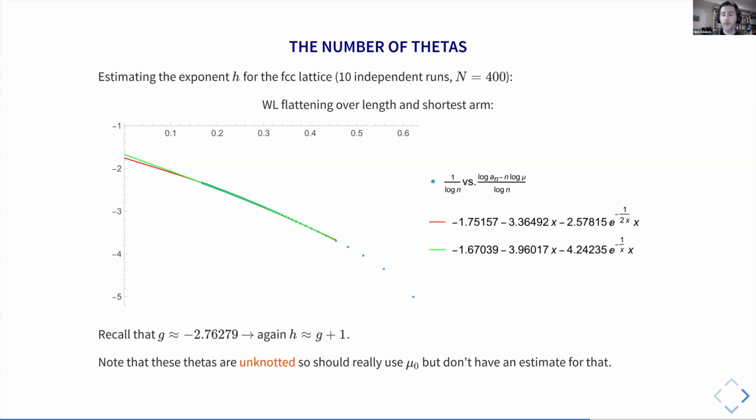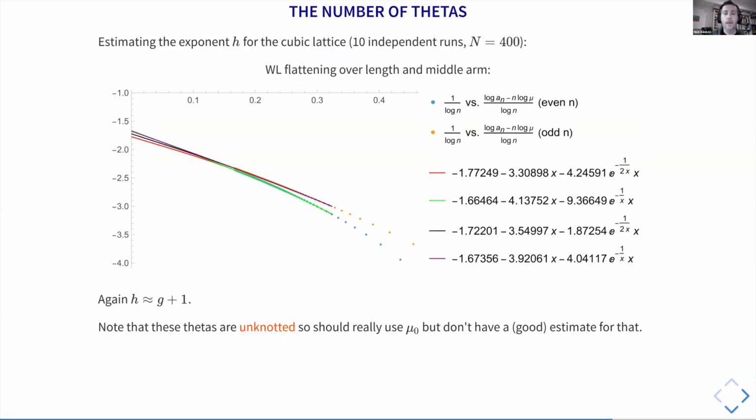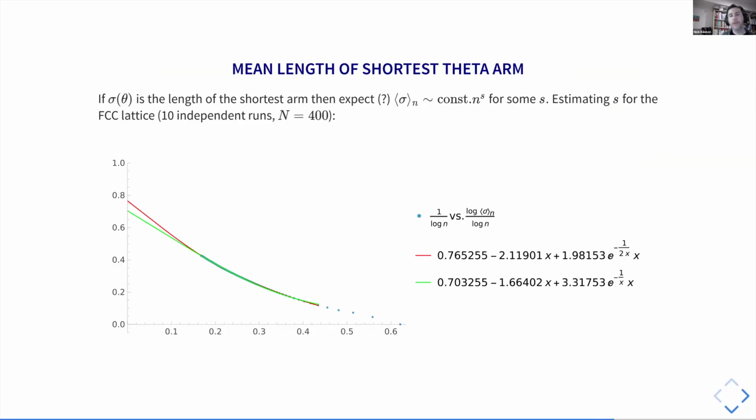Okay, so we probably get that exponent. That's the square lattice. This is the cubic lattice, probably the same exponent. And then what we're really here to see now is the mean length of the shortest arm. Does this have any connection with the size of a small trefoil knot or the size of a small figure-8 knot or something? And so we look for the mean length of the shortest arm in a three-dimensional theta.